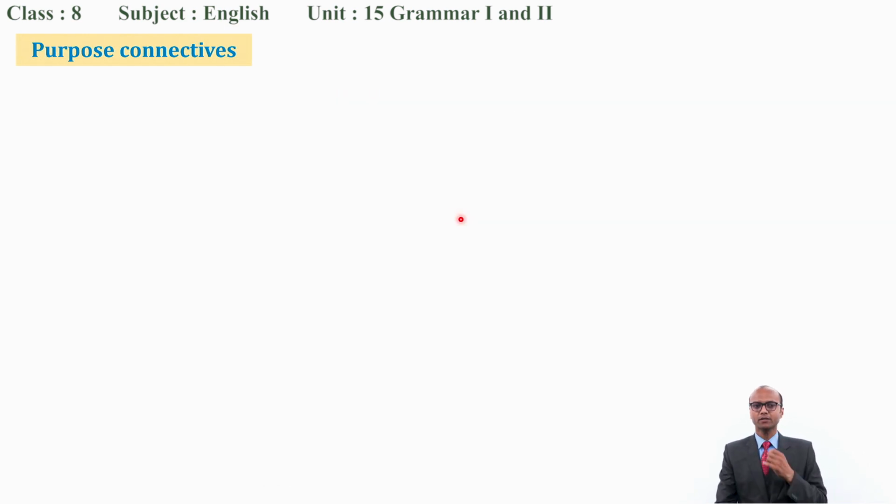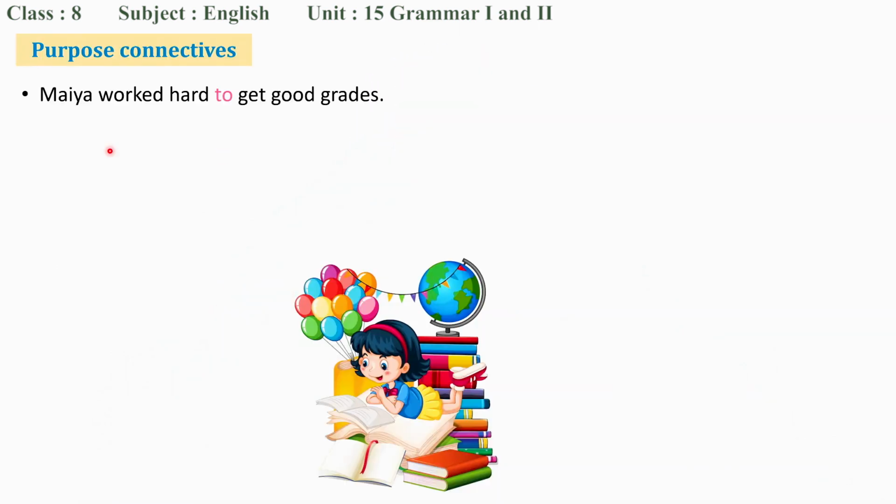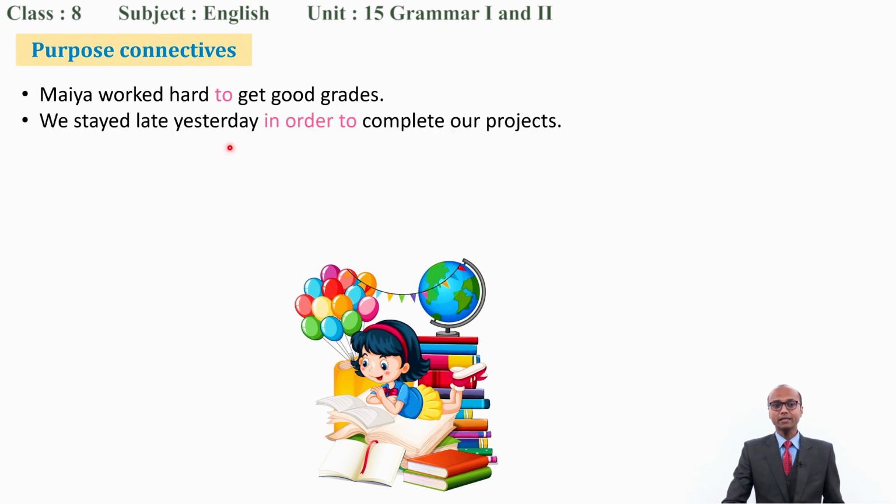Next one is purpose connectives. Do you know what a purpose is? Okay, your goal or objective of doing something, yes? Okay, so let's look at the sentence first. Maya worked hard to get good grades. Okay, why did Maya work hard? Yes, to get good grades. We stayed late yesterday in order to complete our projects. Okay, in order to is a purpose connective here.